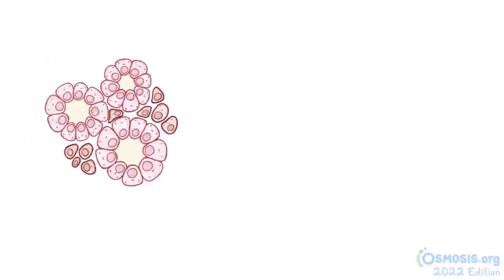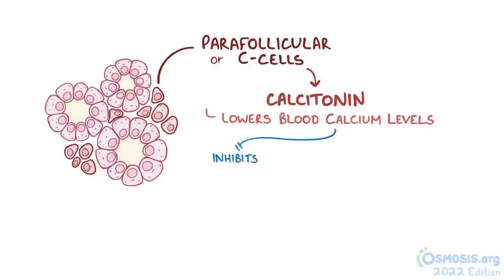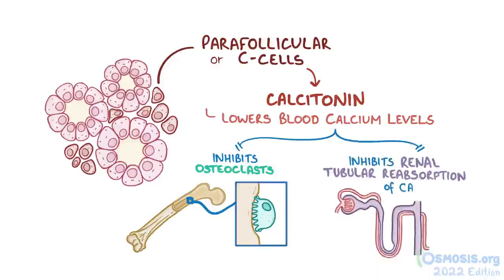The thyroid is also made up of parafollicular or C cells, which are near the follicles. These cells produce calcitonin, which is a hormone that lowers blood calcium levels by inhibiting osteoclasts. Osteoclasts are bone cells that break down bone tissue, which frees up the calcium to enter the bloodstream. Calcitonin also inhibits renal tubular cell reabsorption of calcium, allowing the calcium to be excreted in the urine.